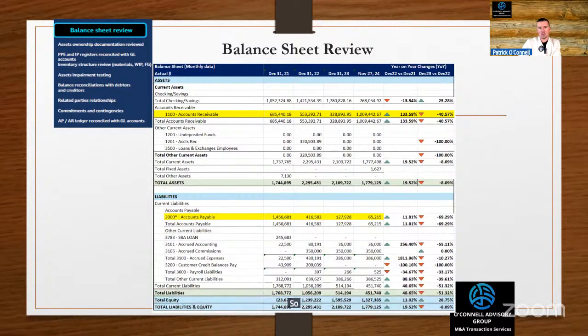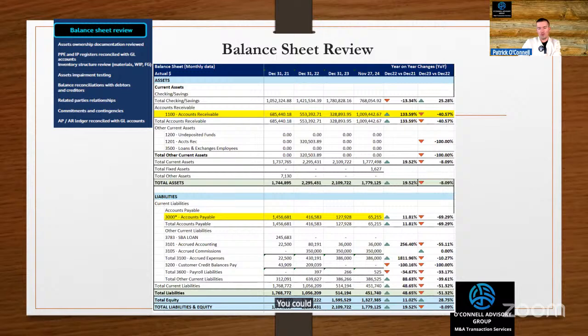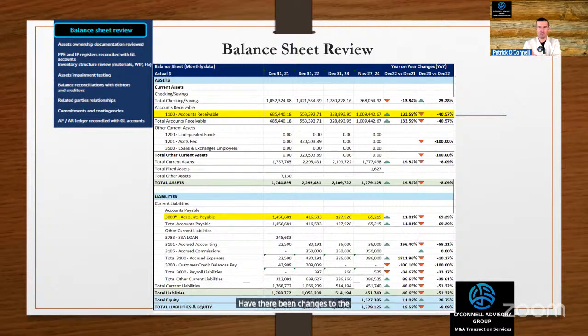So what's changed with the business to cause such a spike in accounts receivable? You could start with asking some open-ended questions, like have there been changes? Have there been changes to payment terms? And Daniel, you read those, they're the exact words I would say, so well done, and I appreciate your contribution. Have there been changes to the terms?